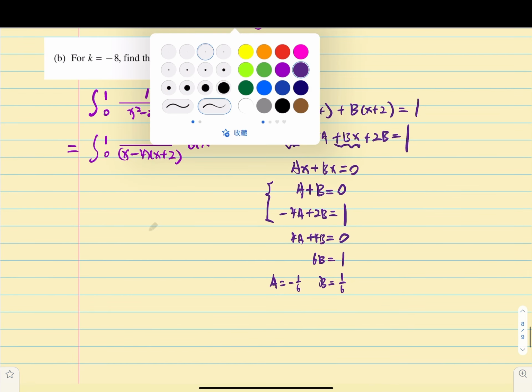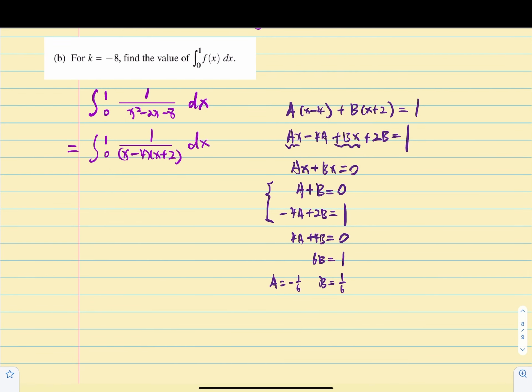So we need to rewrite this part. When we rewrite it, we can write this as a over x minus 4 plus b over x plus 2.